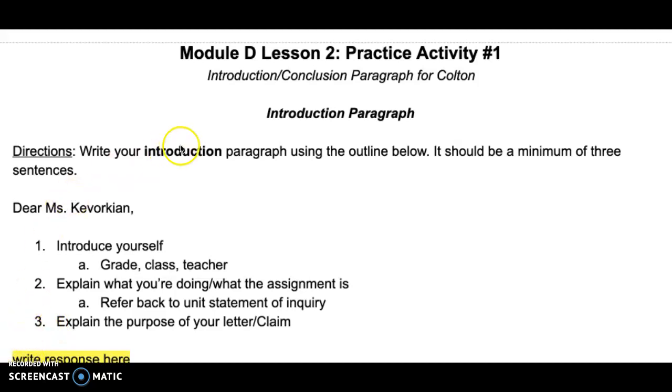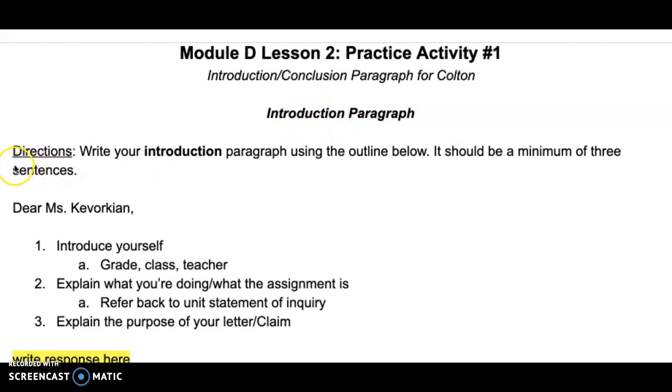Module D, Lesson 2, Practice Activity Number 1 is the introduction and conclusion paragraph for Colton. This will be for the Colton issue. This will not be for the city issue, but you're going to use this one as a model for when you write your city introduction and conclusion.